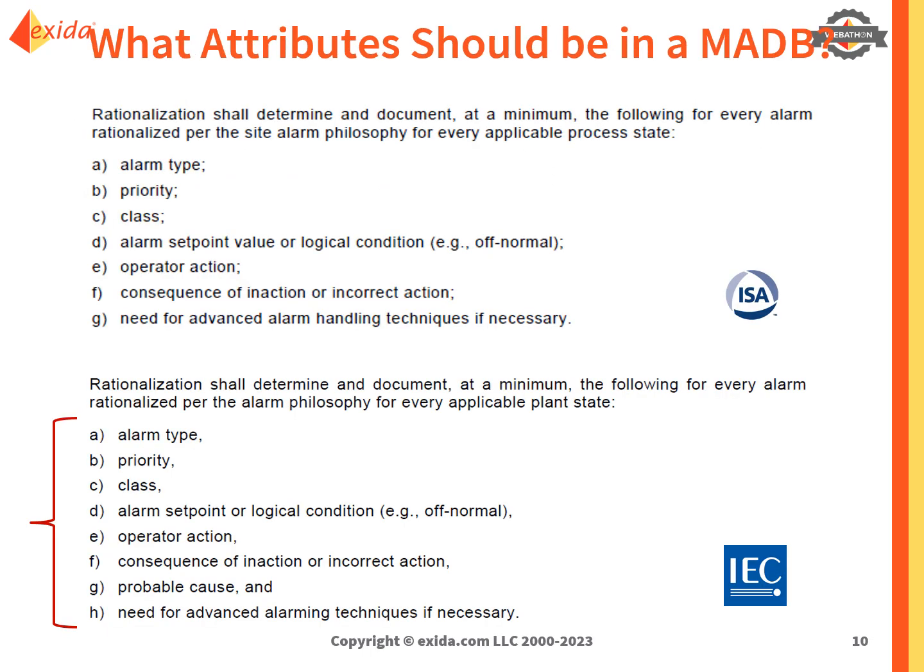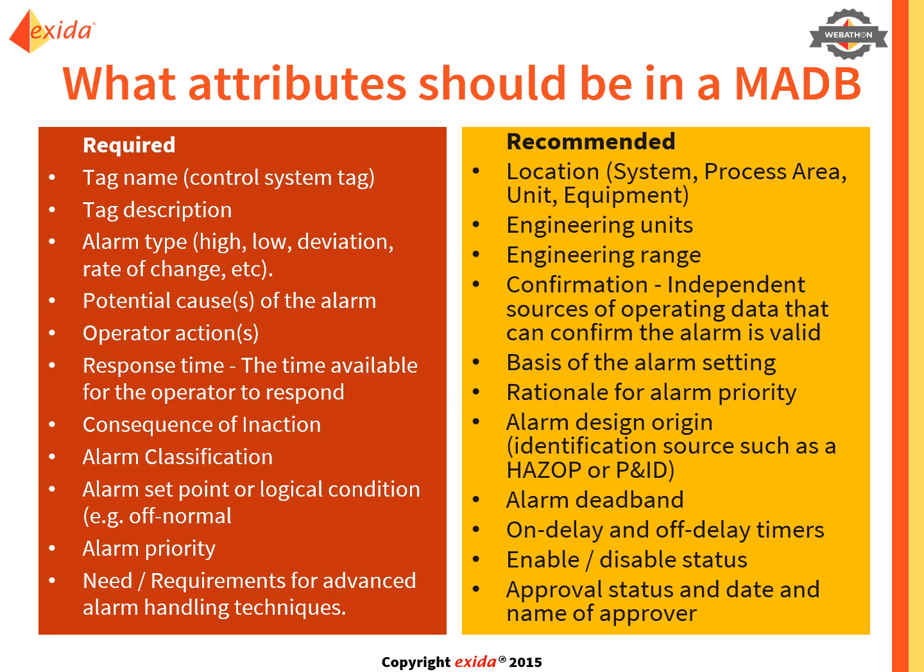Now here's what should be in the list of attributes for an alarm, and this is what is required by the standards. Both standards are very similar, though there is an added extra requirement for IEC 62682, which was added in the recent update, and that is to do with the likely cause of the alarm. So on the left, that's a list of what is required, and you need the tag name, the tag description, and things like that. Incidentally, a tag number should also have an alarm name associated with it, and it's important to distinguish between the two.